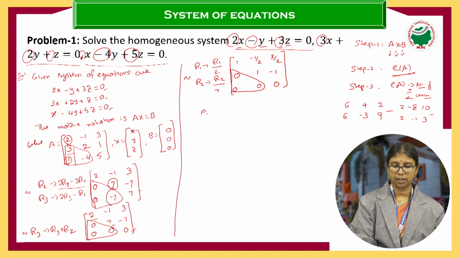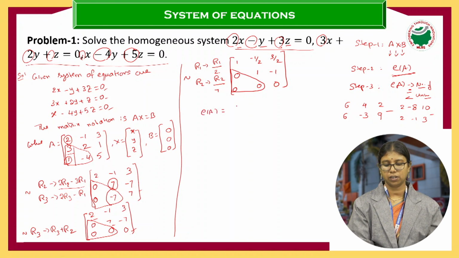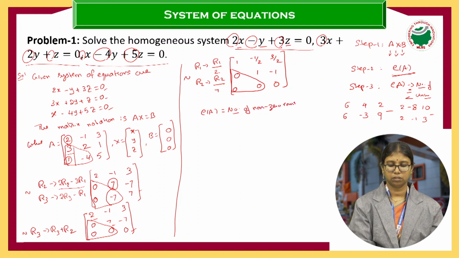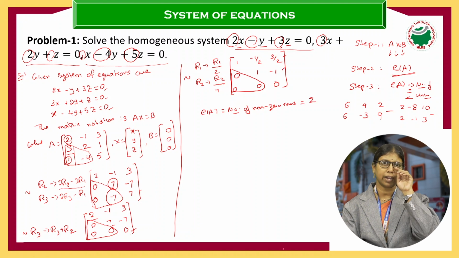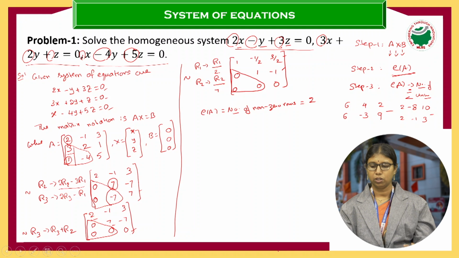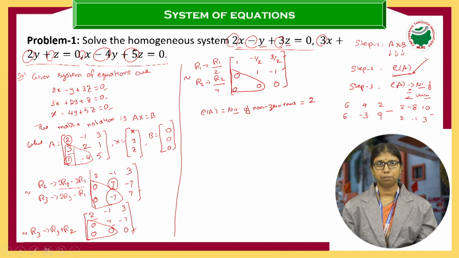So if you are taking the rank value, rank of A is equal to the number of non-zero rows in the echelon form. So how many non-zero rows do you have here? I have only 2 non-zero rows. So rank of A is equal to 2. So with this, your step 2 is also completed.